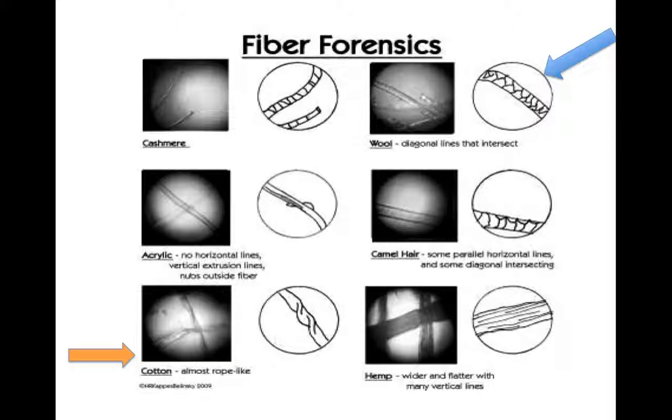In the bottom left-hand corner is an example of cotton. Okay, cotton is a very common fiber, and if you look at it, you can tell it's almost rope-like, right? It looks twisted. And finally, if you were to look at hemp underneath the microscope, you would see that it is very flat and much wider with many different vertical lines running through it. So these are 3 different types of fiber, and they all have very distinctive characteristics about them.